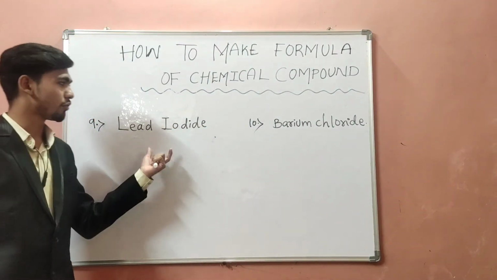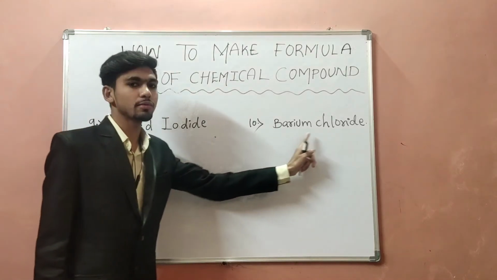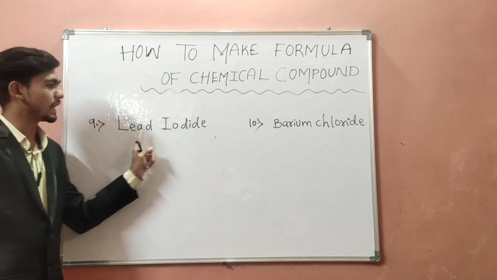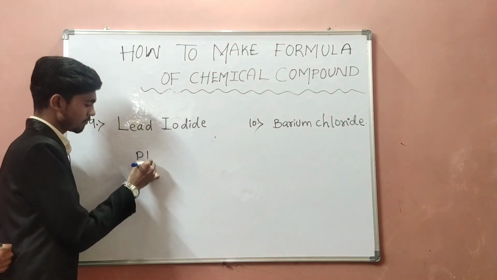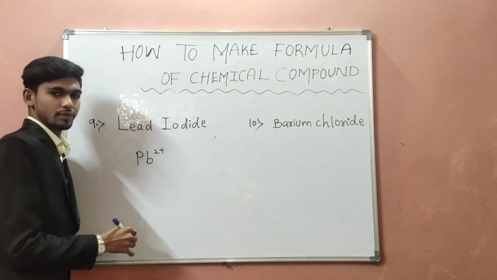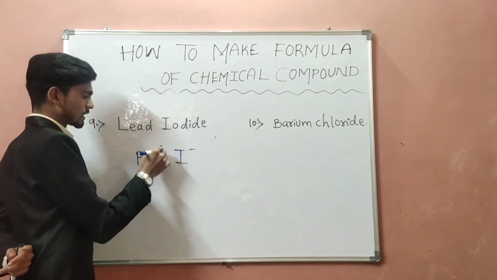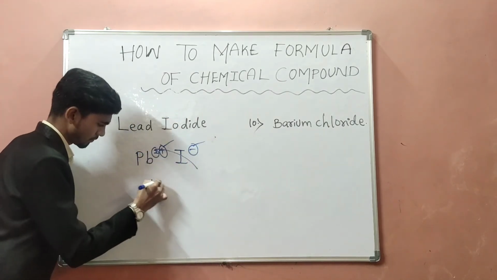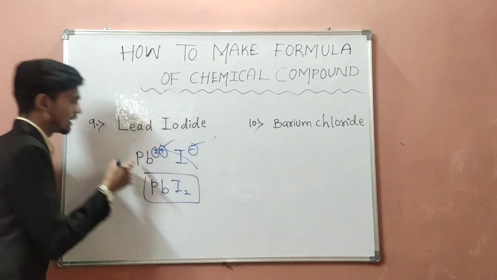Next, my dear friends, see some more examples. Our ninth one is lead iodide and our tenth one is barium chloride. We'll see these in an algorithmic manner. The first one, the ninth, is lead iodide. As we noted, the ionic formula of lead is Pb2+ and iodide is I-. Neglect the charges and transpose the powers on opposite bases. Then we get PbI2, which is the formula of lead iodide.